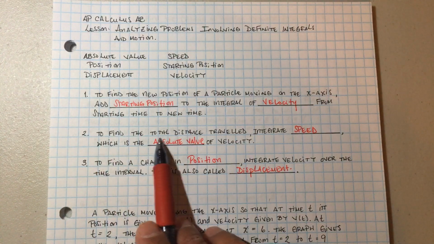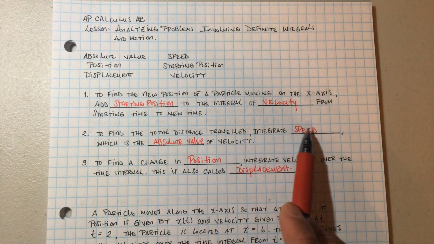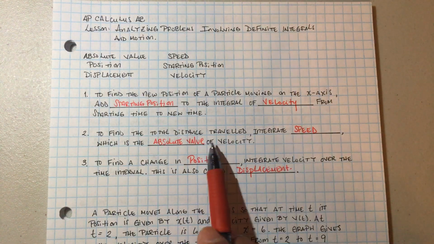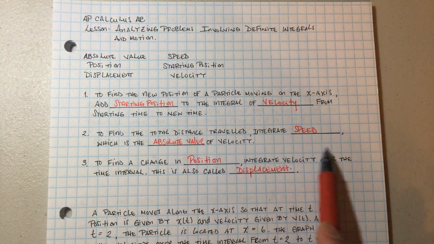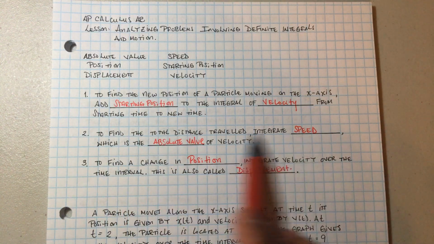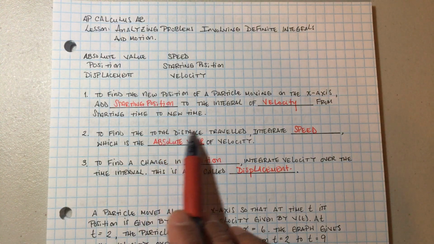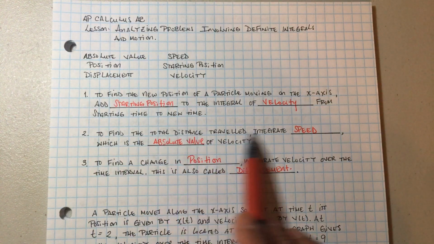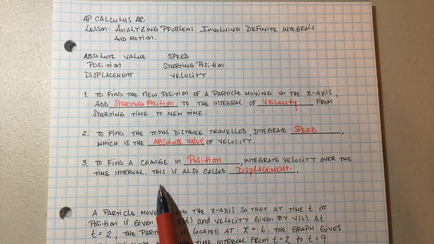In order to find total distance, that's a key word there, you're going to have to integrate the speed, which is absolute value. And that makes sense because when you go left, right, back and forth, you want to add all those distances traveled. So you're going to have to use absolute value. So for total distance, you integrate speed, which is absolute value.